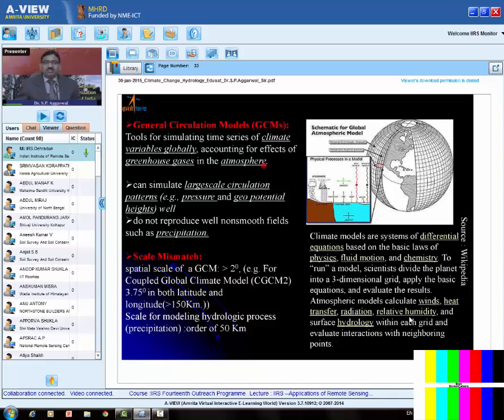Okay, now let us talk about GCM. What is GCM? GCM means General Circulation Models. It is based on energy and how the energy will change. It will calculate the temperature, the precipitation, the humidity, all these parameters. But the resolution is very poor. The resolution is 2 degree by 3.75 degree.